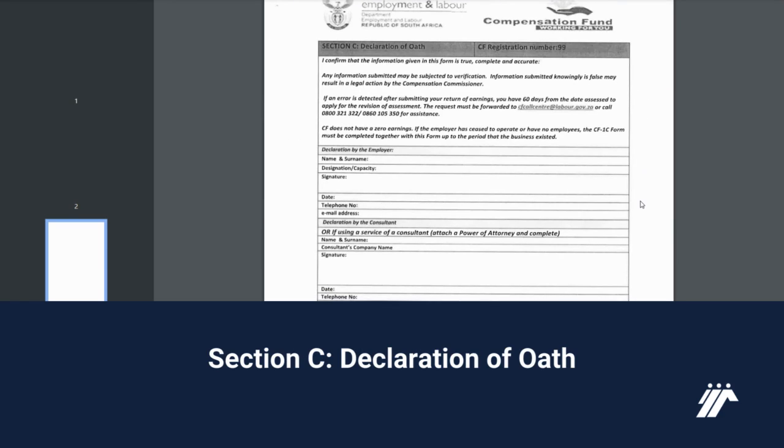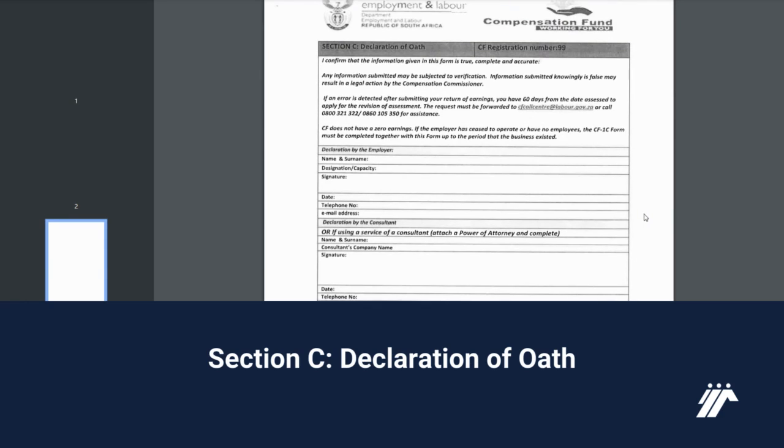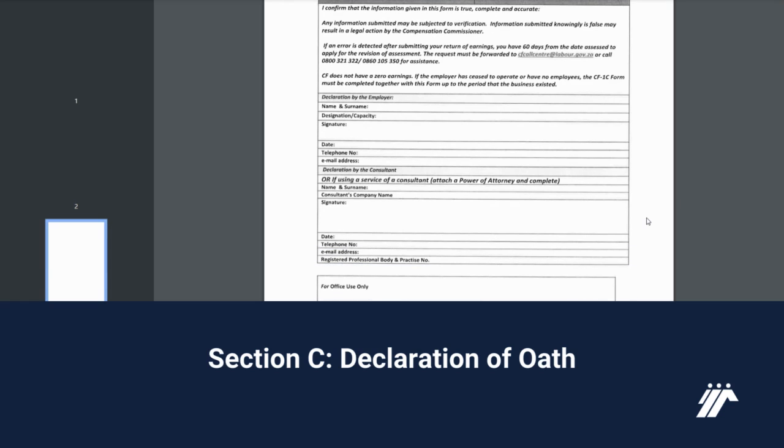And then the last section, section C, is the declaration. On the declaration, you as an employer are basically saying that all the detailed information that you have put on the form above is correct. So you need to make sure that you sign for what you have put. And if they find out that the information that you have provided on the form is not correct, you are going to be held liable for that.